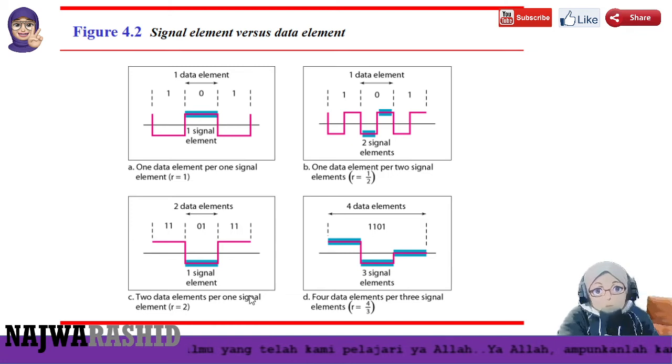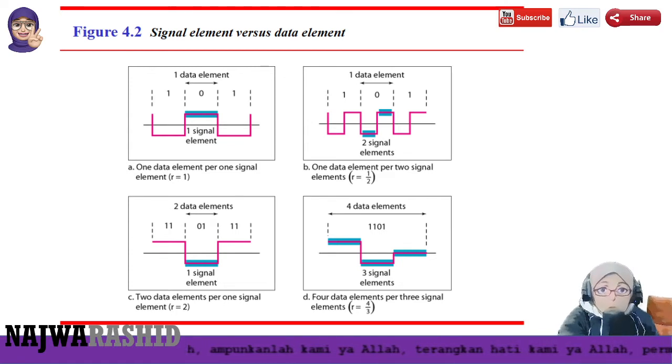In the next figure C, we have two data elements carried by one signal element. So R equal to 2. And in the fourth figure, we have four data elements carried by three signal elements. So R equal to 4 over 3. So if you are given data elements and signal elements, you should identify the value of R, because R is needed when we want to calculate the baud rate later on.